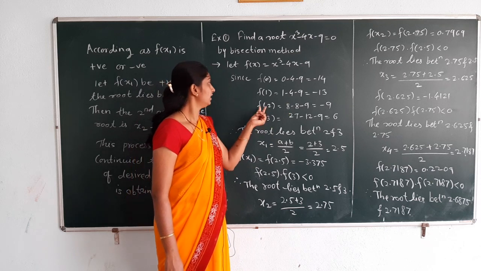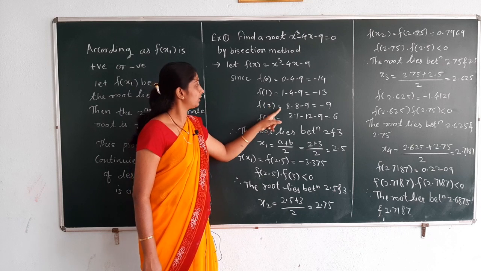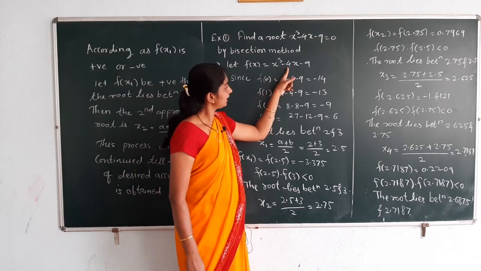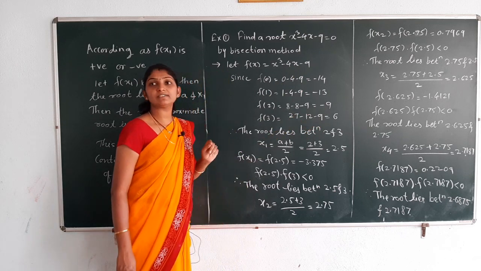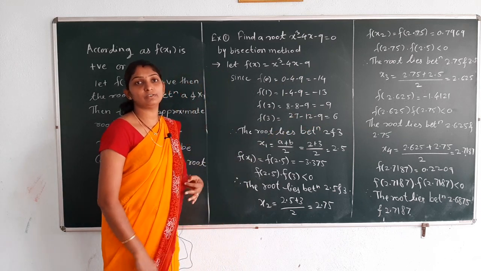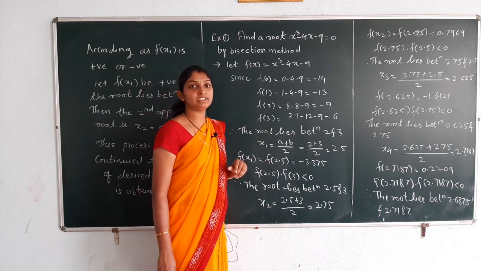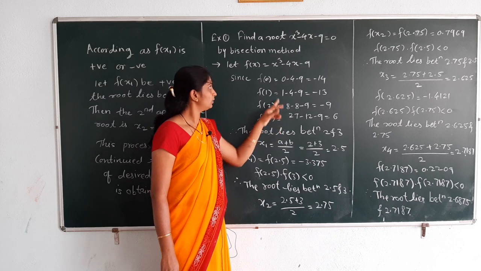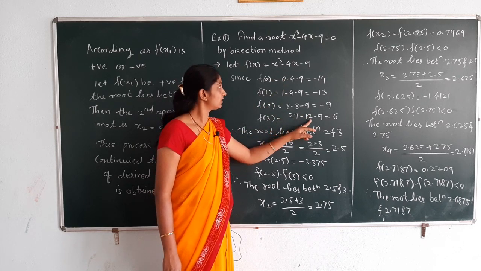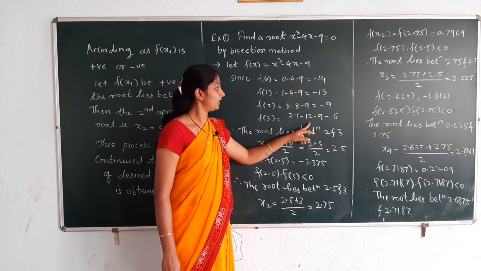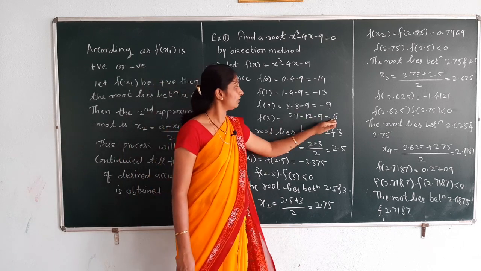Therefore, we put x is equal to 2 in the function. Then f of 2 is equal to 8 minus 8 minus 9, which is equal to minus 9. This value is also negative. We still need a positive value. Therefore, we again put x is equal to 3. Then f of 3 is equal to x cube, that is 3 cube, that is 27, minus 4 into 3, that is minus 12, minus 9, which is equal to 6, which is a positive value.